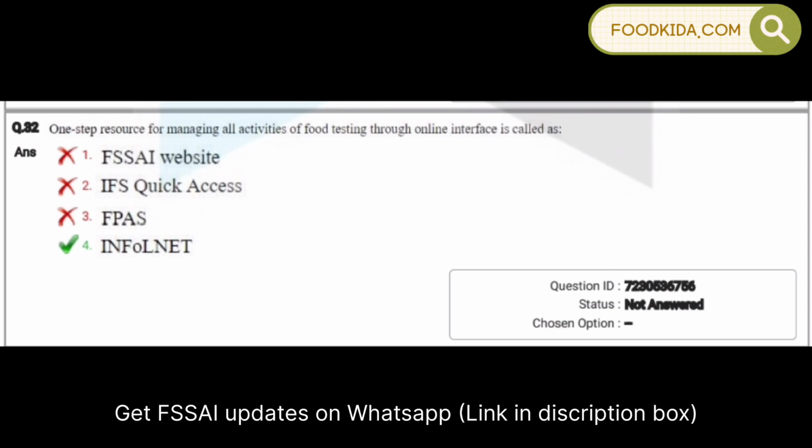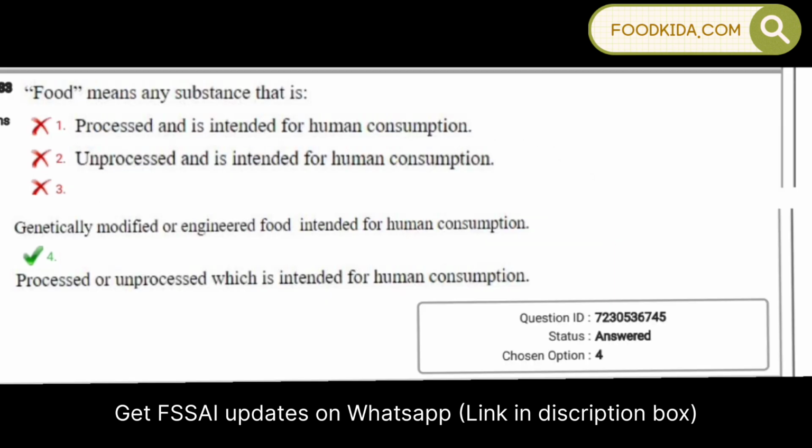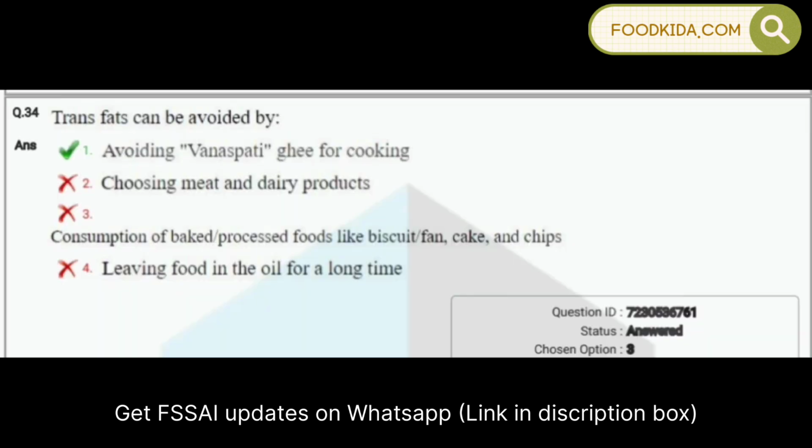One-step resource for managing all activities of food testing through online interface is called INFOLNET. Food means any substance that is processed or unprocessed which is intended for human consumption. So whether it can be processed or unprocessed, but it should be intended for human consumption. Next question is, trans fat can be avoided by. So avoiding vanaspati ghee for cooking, we can avoid the trans fat.